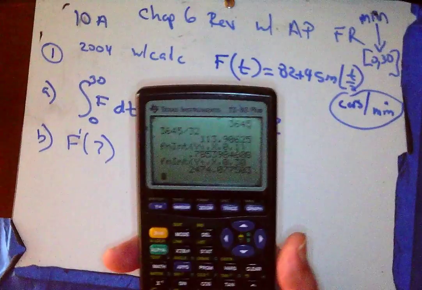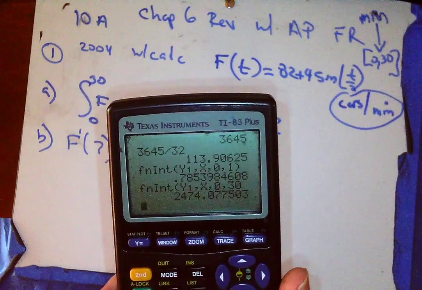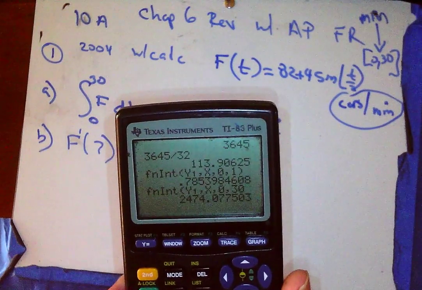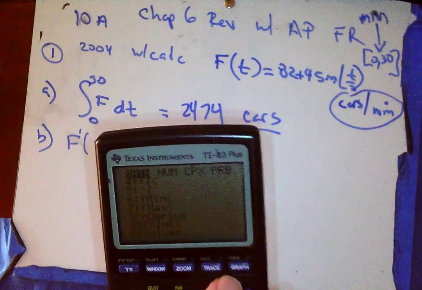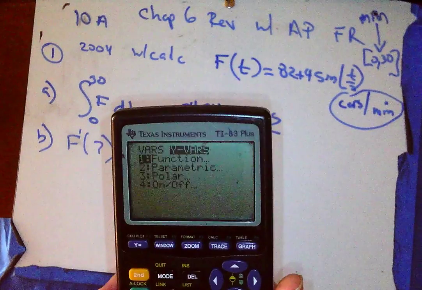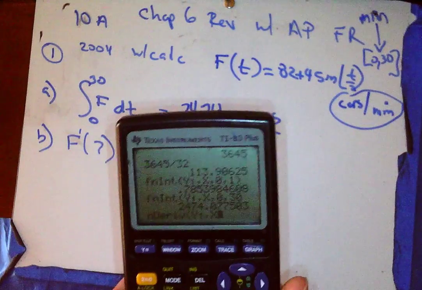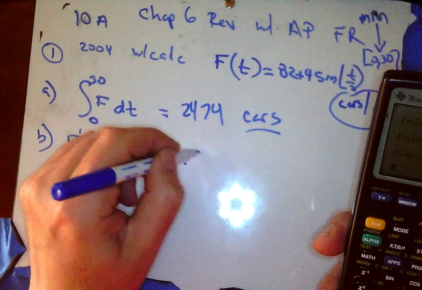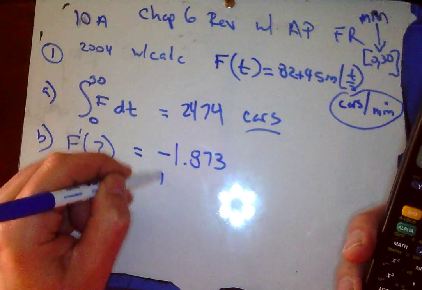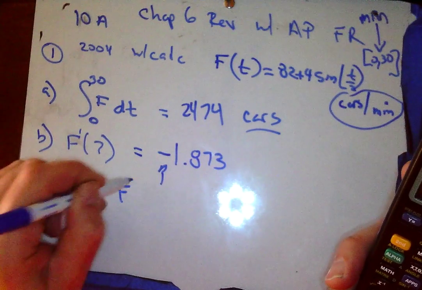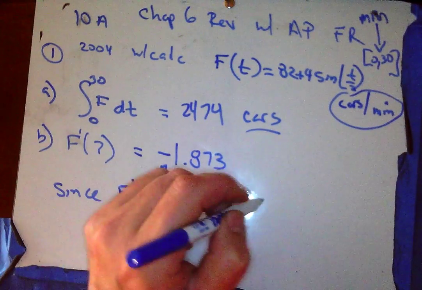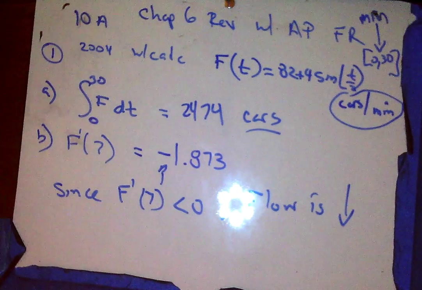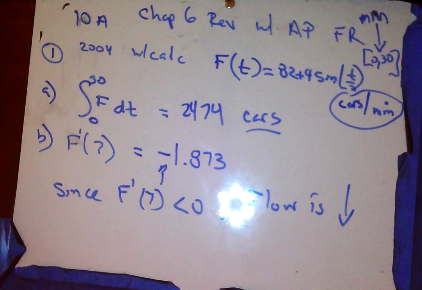Oh, and conveniently we have this in our calculator, and this is a with calculator question. But now I want the derivative of big F. So I'm going to go back to math, and I'm going to choose nDeriv of y1 comma x comma 7. And I find out that f prime is negative 1.873. Since f prime of 7 is less than 0, flow is decreasing. All right, that was part B. Part C.